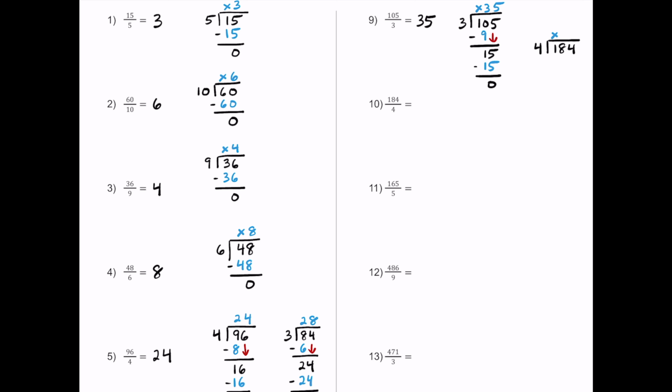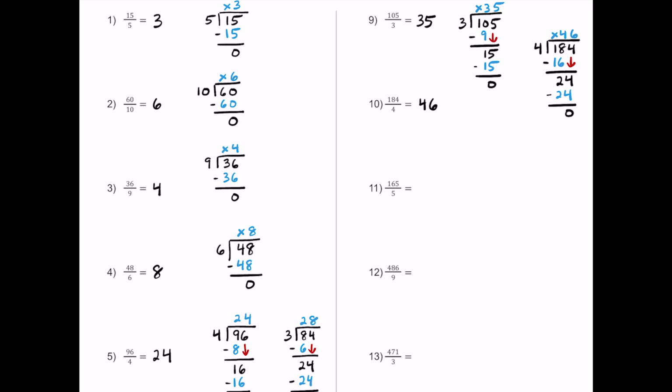4 doesn't fit into 1, but 4 does fit into 18. 1, 2, 3, 4 times. 4 times 4 is 16, right? So that's going to be 16. That's as close as we can get. The remainder is going to be 2. And we're going to bring down the 4 and repeat the process. So 4 into 24, I think that's going to be 6 times. 6 times 4 does equal 24, and there is no remainder, so that went in perfectly 46 times.